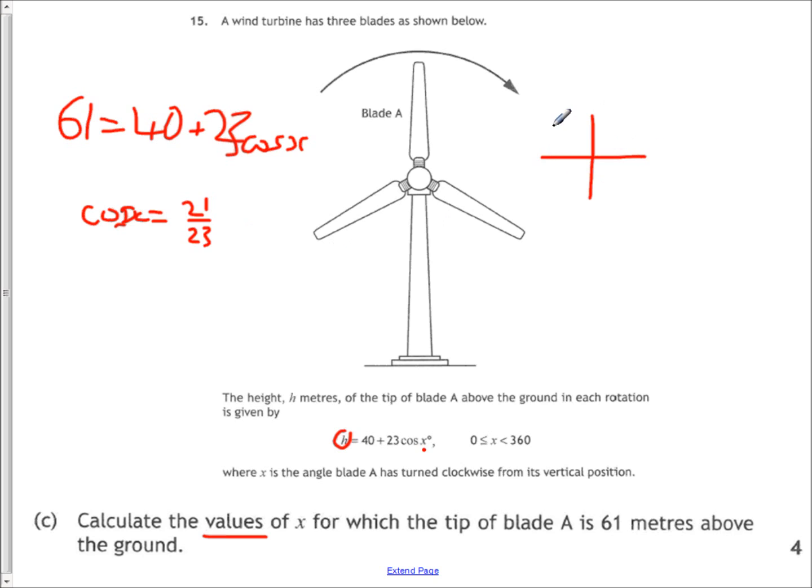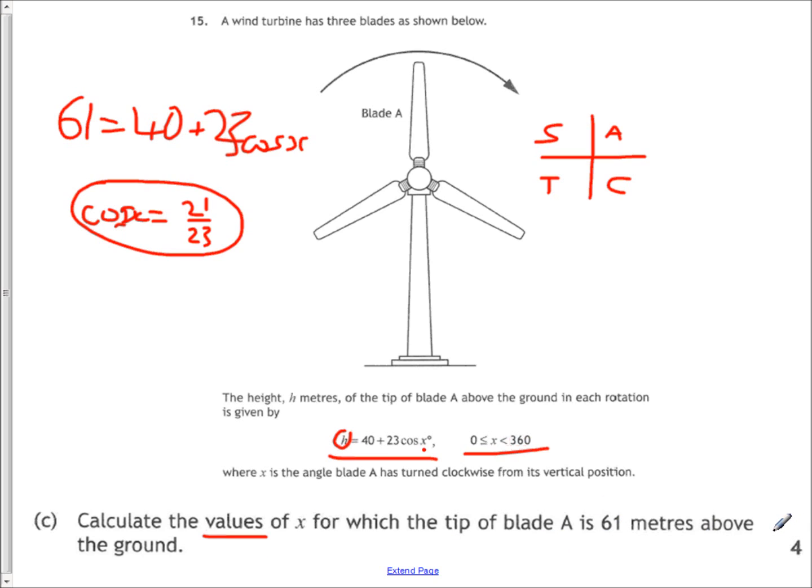Do your CAST diagram, identify your solutions, and there's nothing there that should cause anybody any bother. Once you have started that, subbed in the values, rearranged it to get cos of x is 21 over 23, straightforward trig equation, you're working between 0 and 360, 4 marks that should be accessible. Don't let the context of the question put you off. The story should not detract from the fact that you've just been given a trig equation and you've been asked to sub in a value for it and then go on and solve it.